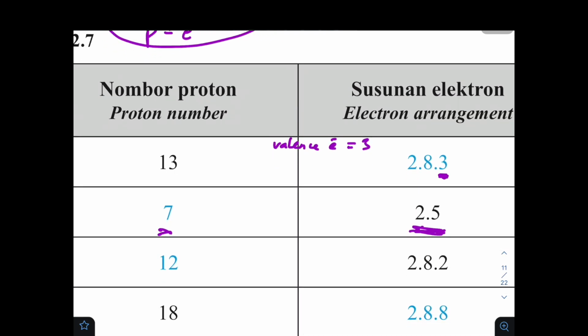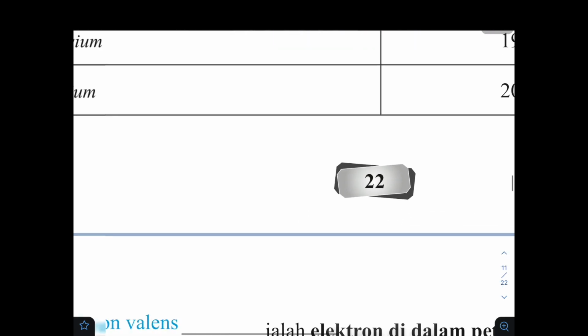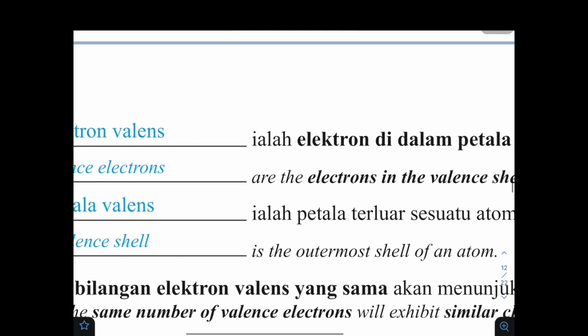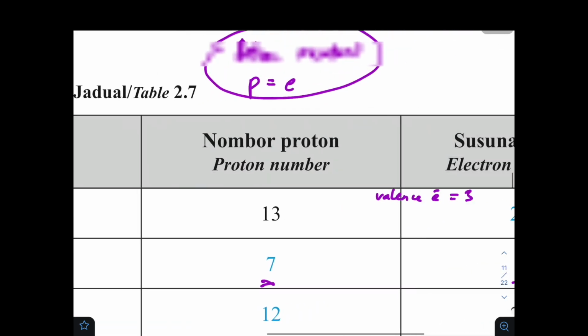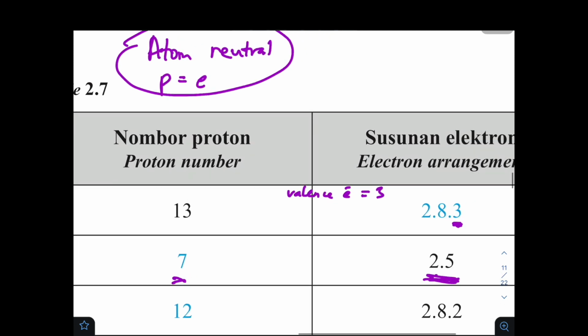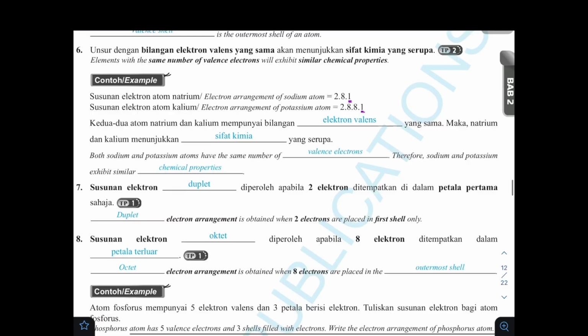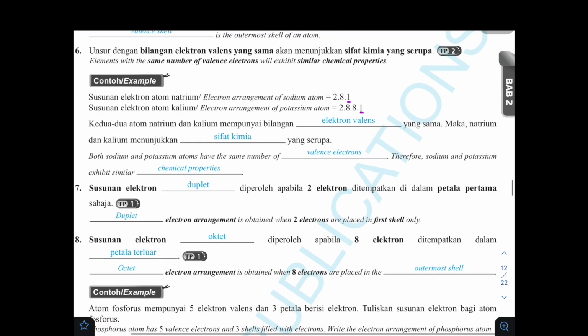So valence shell is the outermost shell of an atom. So valence shell ni adalah shell yang berada di paling luar. Shell yang berada paling luar dalam satu atom. Elements with the same number of valence electrons will exhibit similar chemical properties.